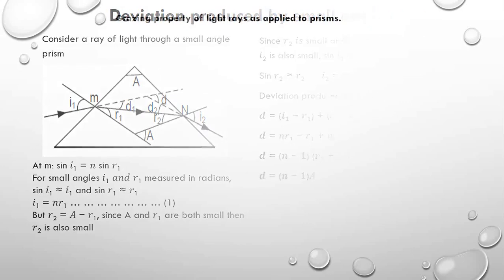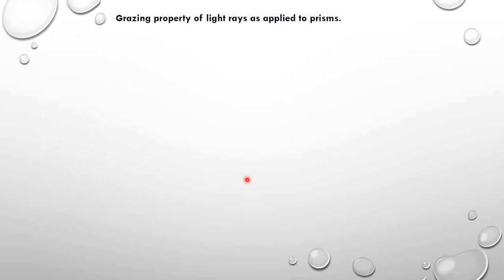Let us also look at the grazing property of light rays as applied to prisms. So we need to know that if a ray of light is such that the incident angle or the emergent angle is equal to 90 degrees to the normal, then the ray is said to graze the refracting surface of the prism.